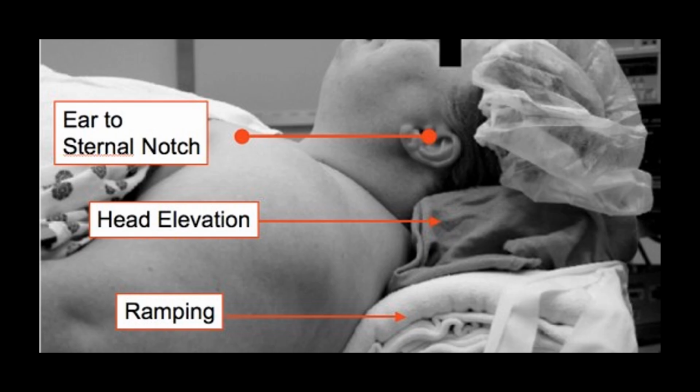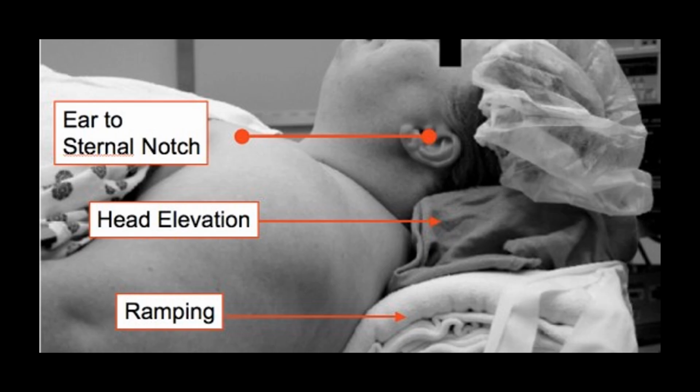As you can see in this photo, they've done a really good job of ramping or elevating the patient's head with blankets and a pillow. Another way to make sure that the axes are aligned is to look at the patient's ear and make sure that it's aligned with their sternal notch.